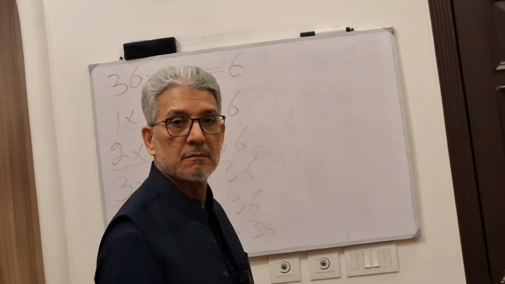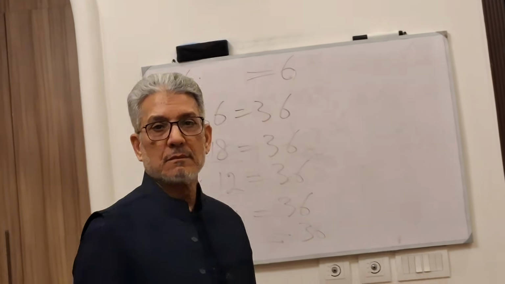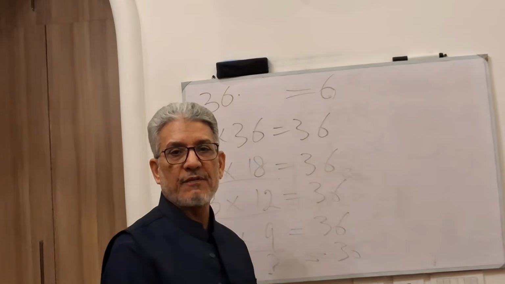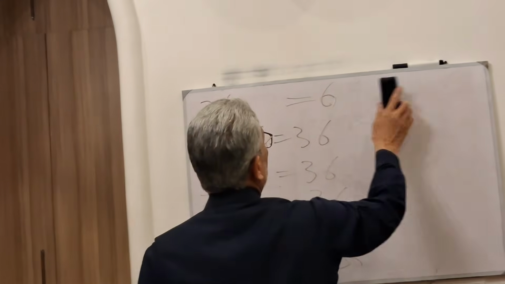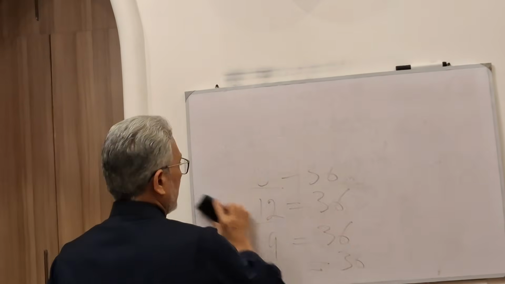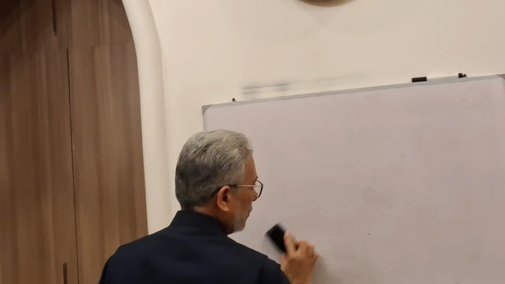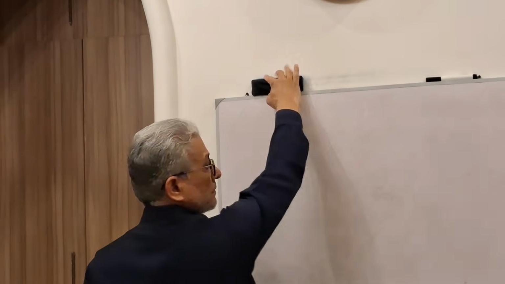So if you have a perfect square, you have to calculate the square root and then find out the numbers below that. So I'll stop here as far as the factors are concerned.